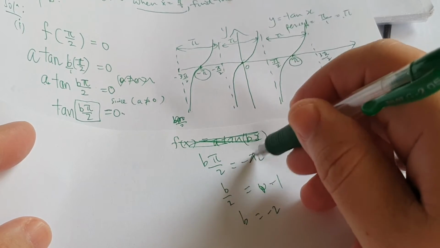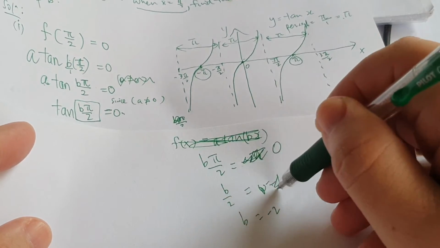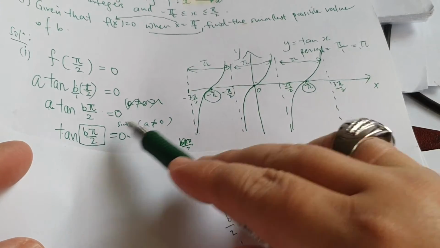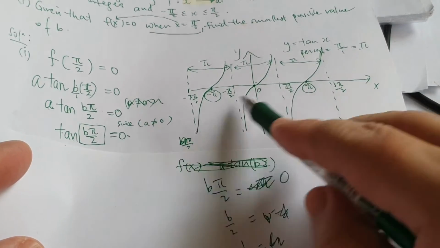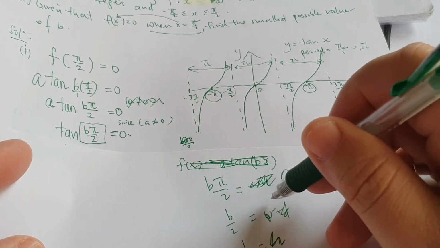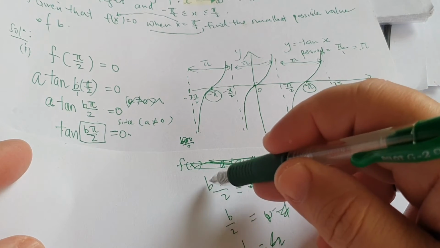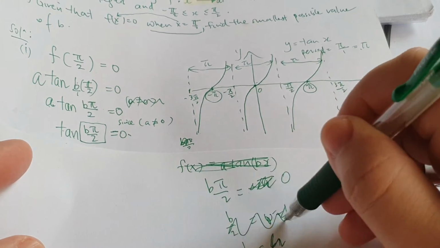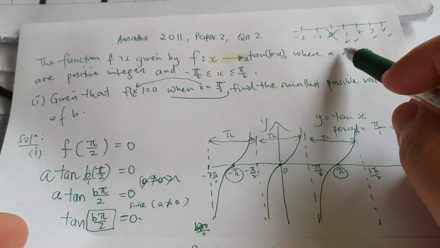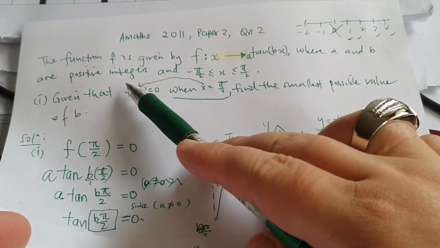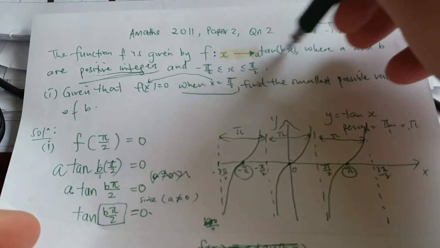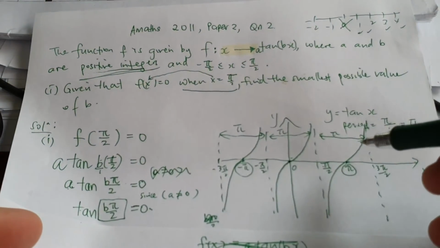Okay? Now, can it be 0? Tangent of 0 is also 0. The answer is cannot. Why cannot? Because when I make b the subject, b is going to be 0. And the question told us that b cannot be 0 because a and b are positive integers. Okay?